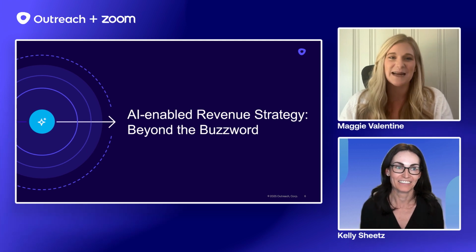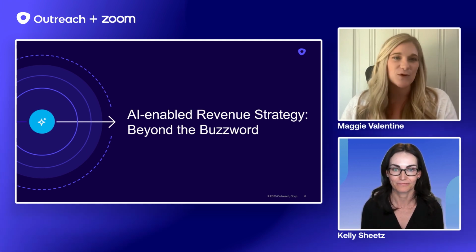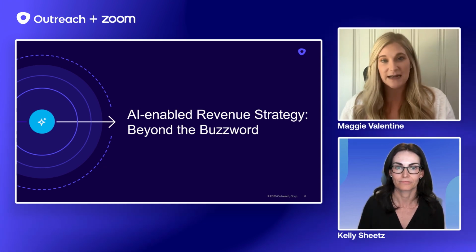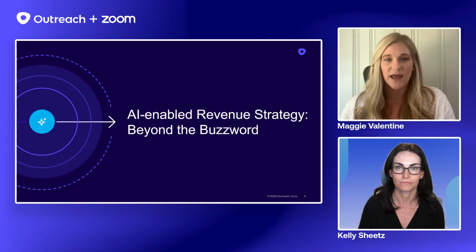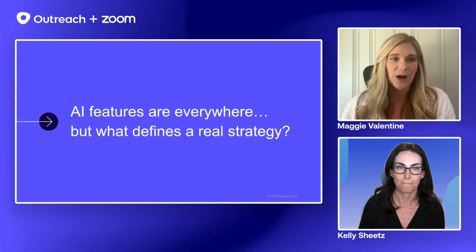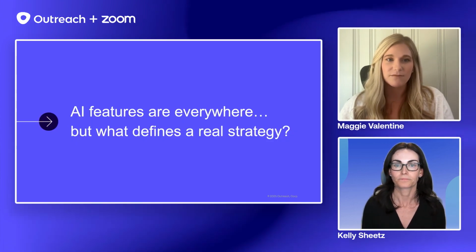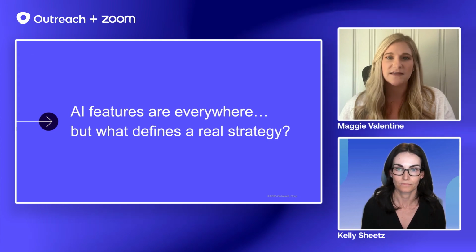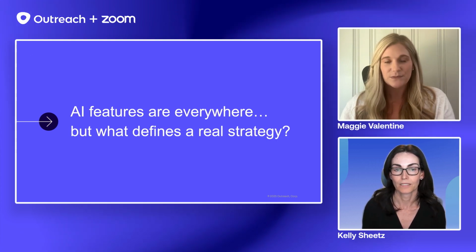Exactly. So we kind of hit on this at the beginning, but AI-enabled revenue strategy used to be a buzzword, and now it's just integral to the way that revenue organizations are functioning. It's an essential component of modern revenue execution. So for our first question: AI features are everywhere. They're in every tech stack and every product we're evaluating. But what really defines an AI-enabled revenue strategy? What makes it different than just having AI features in a tool? What do you think, Kelly?